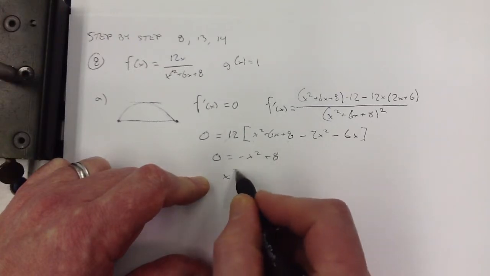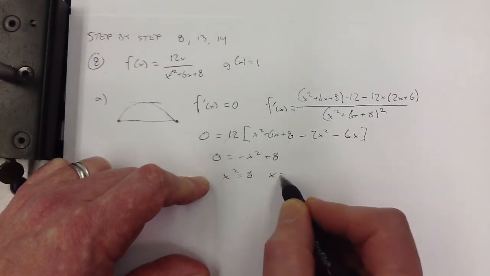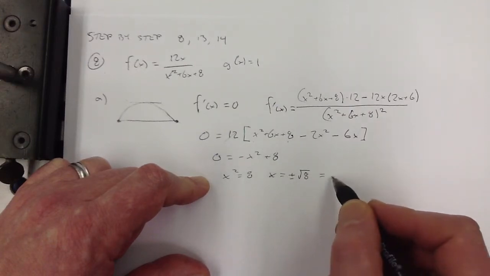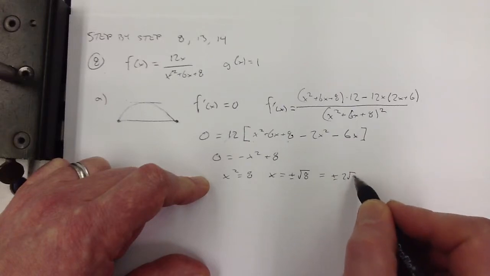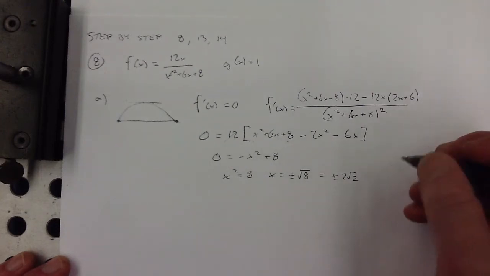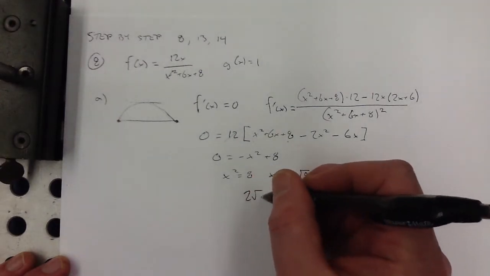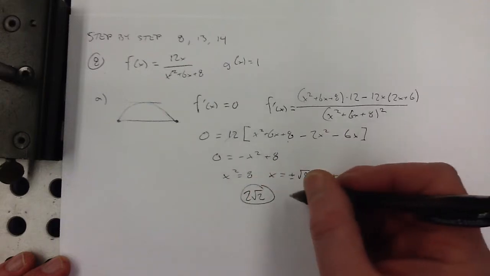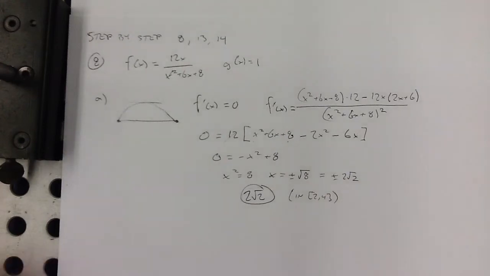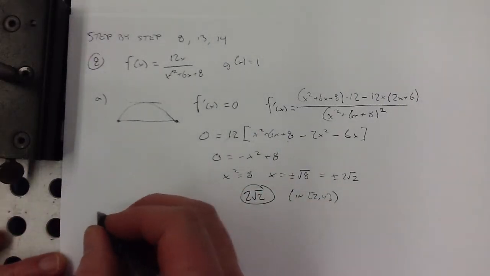So it looks like my solutions are x is equal to plus or minus the square root of 8, which is plus or minus 2 square roots of 2. Now the solution I'm looking for, I'm not interested in the negative one. I'm interested in this one, because that's in the interval from 2 to 4. Right? So we have shown that Rolle's theorem holds by showing that there's a place where the derivative is equal to 0 in the interval given.